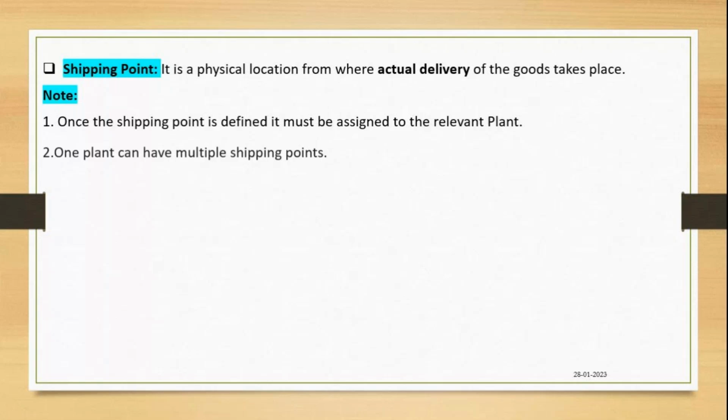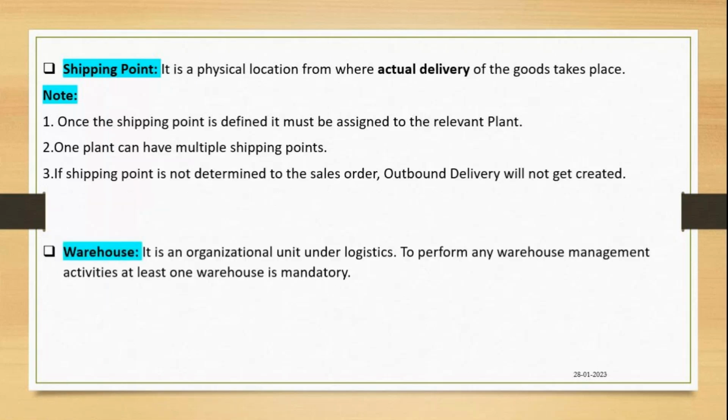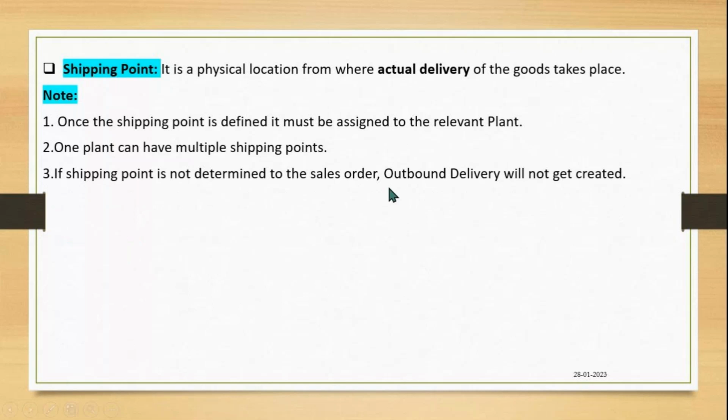See, these are the nodes, these are the interview points. Once the shipping point is defined, it must be assigned to the relevant plant. One plant can have multiple shipping points. If a shipping point is not determined in the sales order, outbound delivery will not get created. That's why we ask, what is the impact of the shipping point? The interview question comes like this: what is the shipping point and what is its impact?